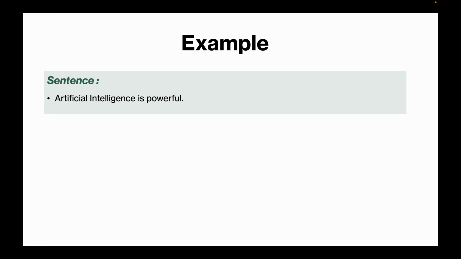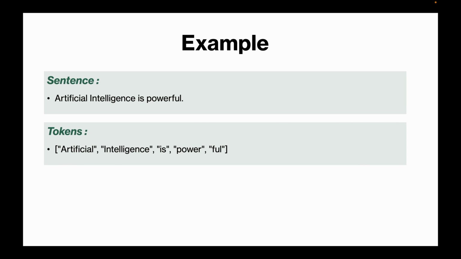For example, here is the sentence: artificial intelligence is powerful. The possible tokens for this sentence are like this: artificial, intelligence, is, power, and full. So the above sentence is divided into these tokens. Here we can notice that the word powerful is divided into power and full because the model can reuse this for many other words such as useful, meaningful, helpful, and so on.